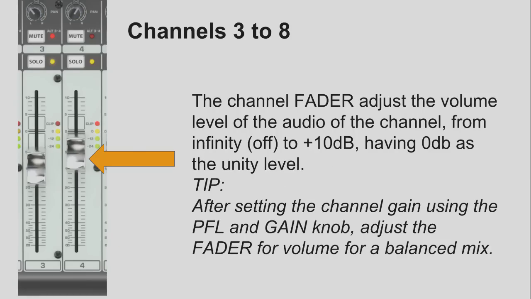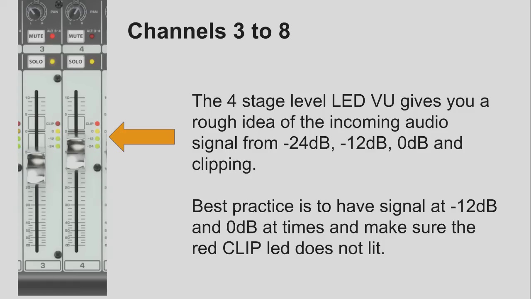The channel fader adjusts the volume level of the audio from infinity, turned off, to plus 10 dB, having 0 dB as the unity level. Again, after setting the channel gain first, using the PFL and the gain knob, we adjust the fader for volume for a balanced mix.